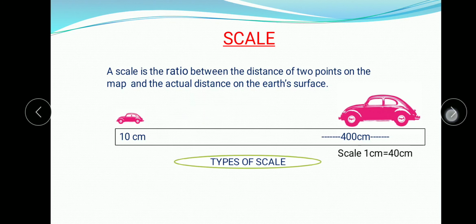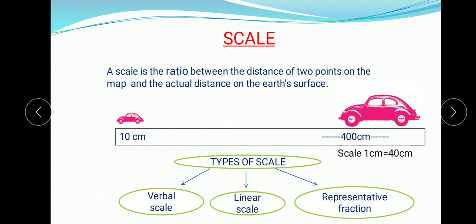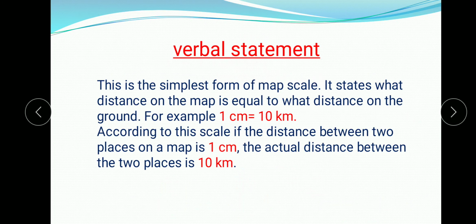Types of scale. There are three types of scale: verbal scale, linear scale, representative fraction. Verbal statement or verbal scale. This is the simplest form of map scale. It states what distance on the map is equal to what distance on the ground. For example, 1 centimeter is equal to 10 kilometer.